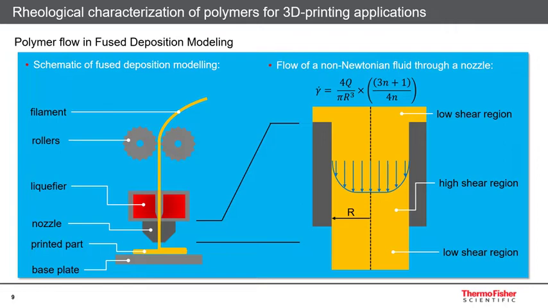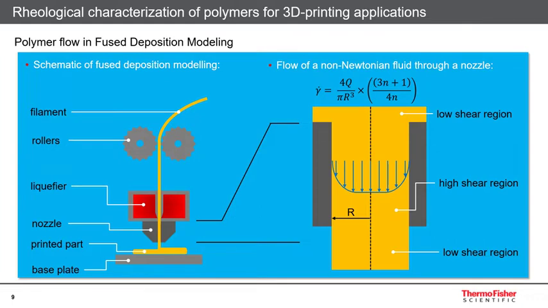The flow can be described as a type of capillary flow and is presented here with an idealized laminar flow profile. In reality, we can assume that for a relatively short nozzle, the flow field is not perfectly laminar and shows disturbances, especially at the nozzle entrance. But for a first estimation of the shear rate inside the nozzle, we can use the equation shown on the top of the drawing.